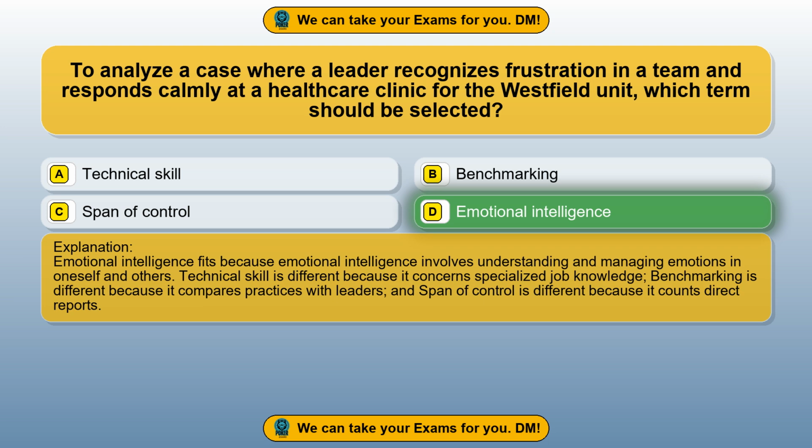Emotional intelligence fits because emotional intelligence involves understanding and managing emotions in oneself and others. Technical skill is different because it concerns specialized job knowledge. Benchmarking is different because it compares practices with leaders, and span of control is different because it counts direct reports. Question 76.